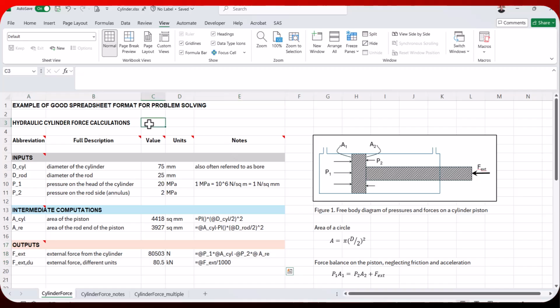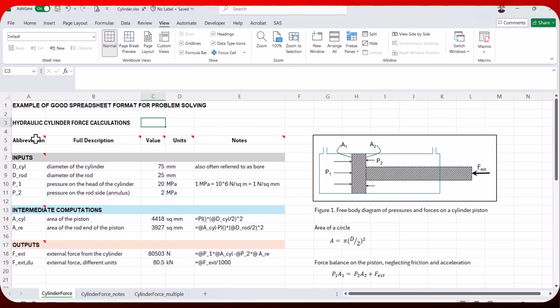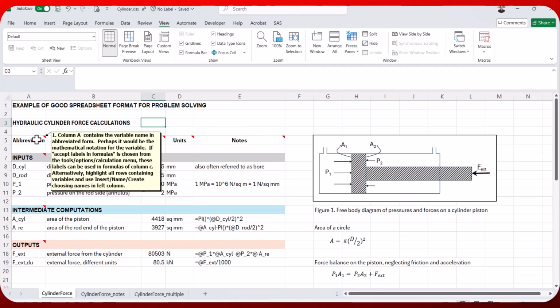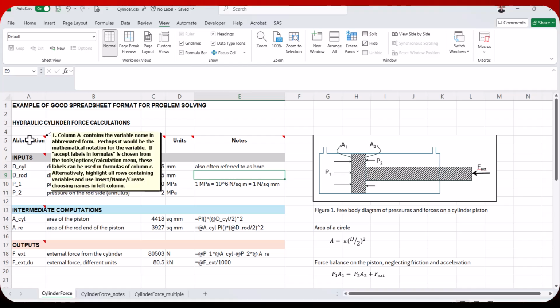So in this case, we have the 5 columns, and I've put notes here to identify what each column contains. The first column is the abbreviation. If we were going to write this solution mathematically on paper, we might use variables like indicated in column A, d sub cylinder for diameter of the cylinder. We might have d sub rod for diameter of the rod. So those abbreviations are in column A.